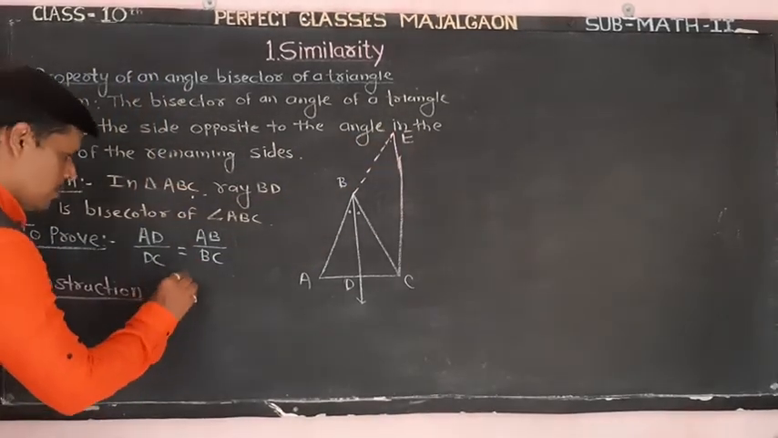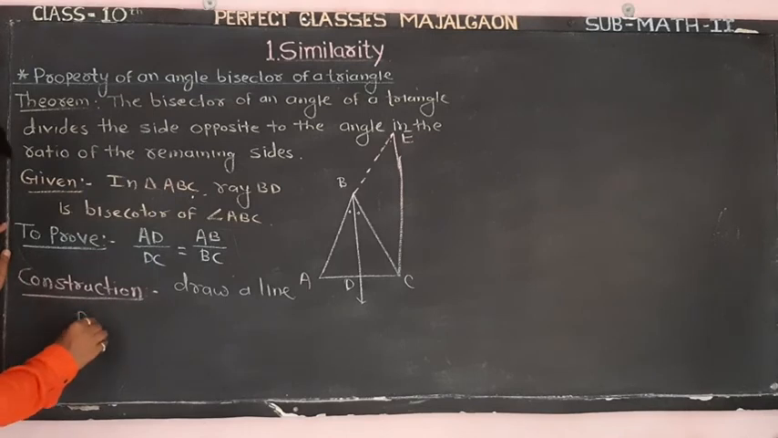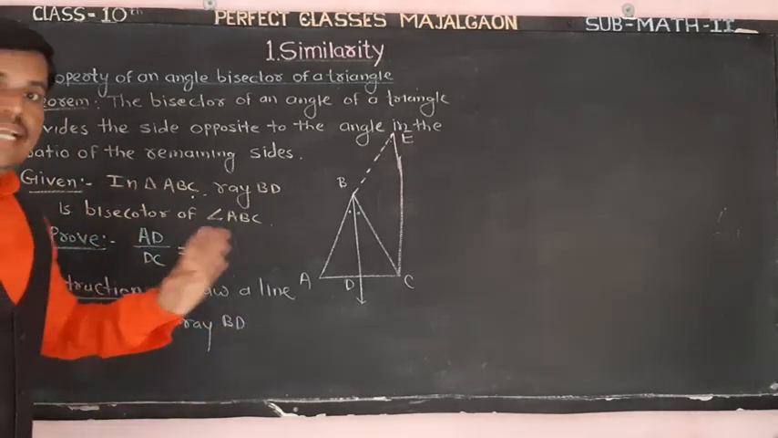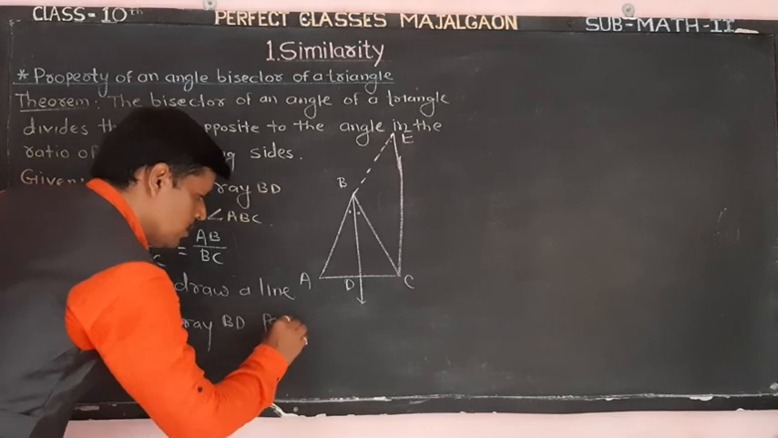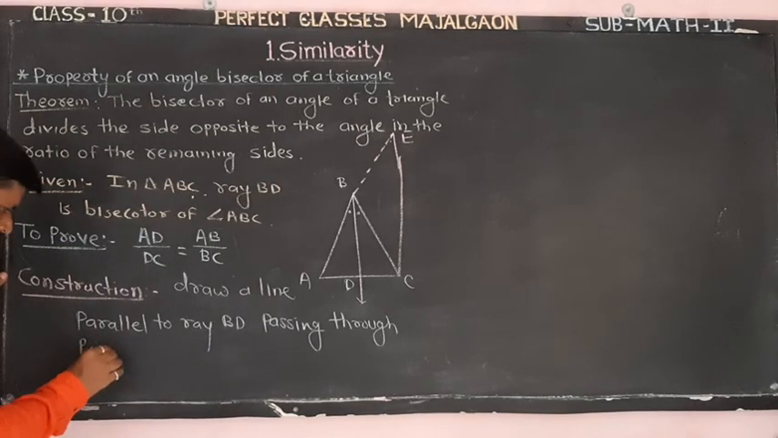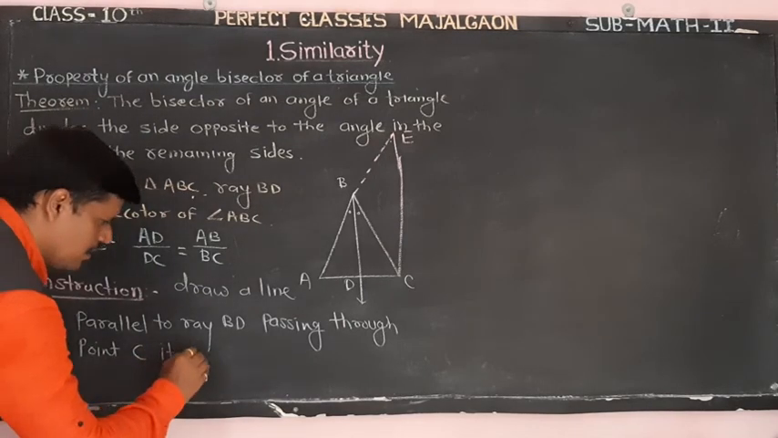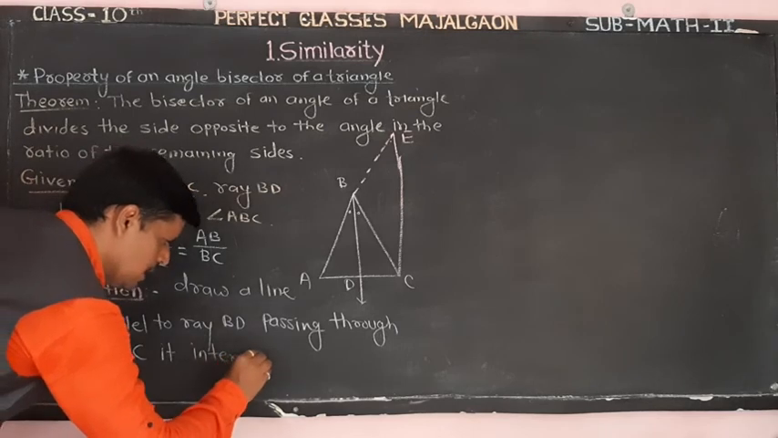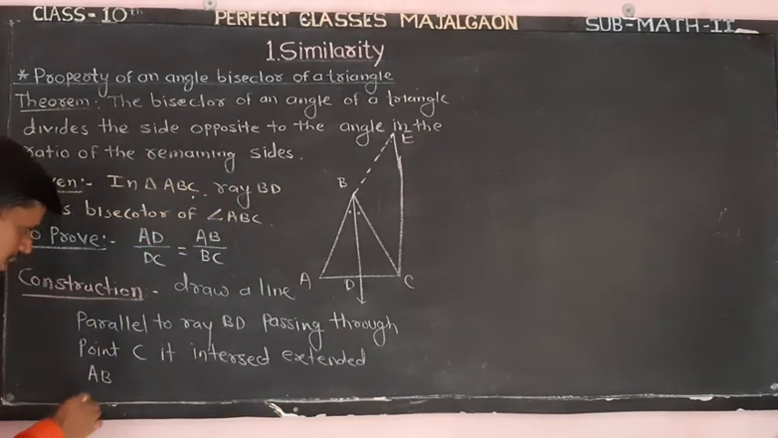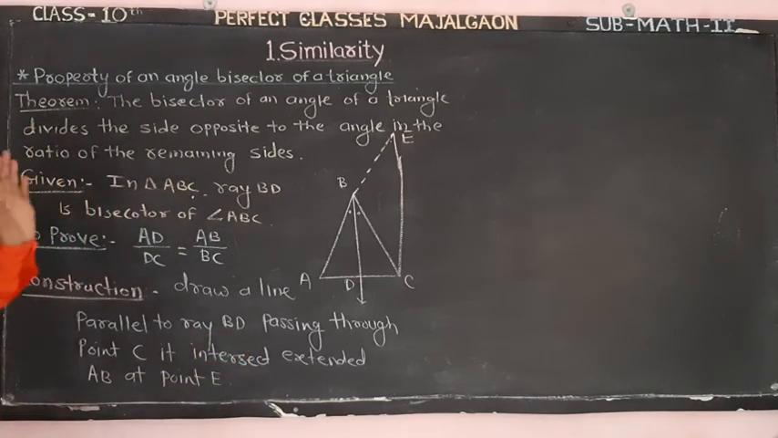Construction: draw a line parallel to ray BD passing through point C. It intersects the extended AB at point E. This is the construction.